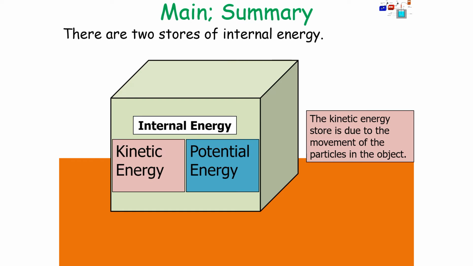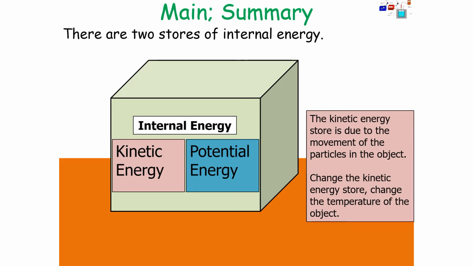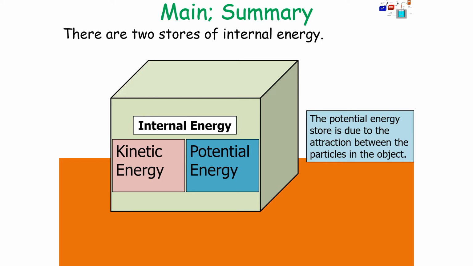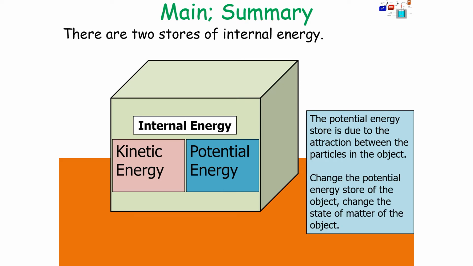The kinetic energy store is due to the movement of the particles in the object, which is represented by the temperature of the object. If you change the kinetic energy store, you change the temperature of the object. The potential energy store is due to the attraction between the particles in the object, which is represented by the state of matter of the object. Change the potential energy store of the object, change the state of matter of the object.